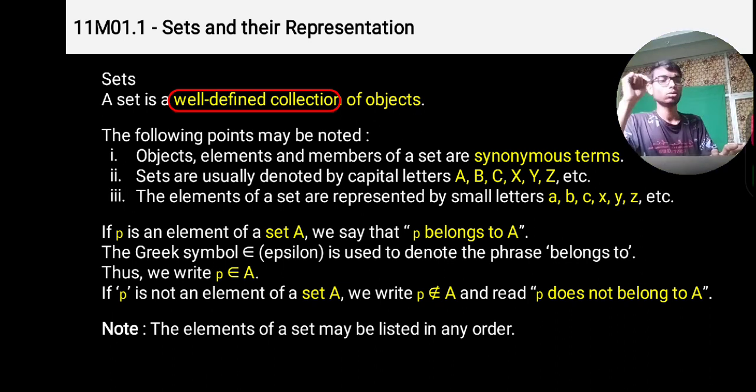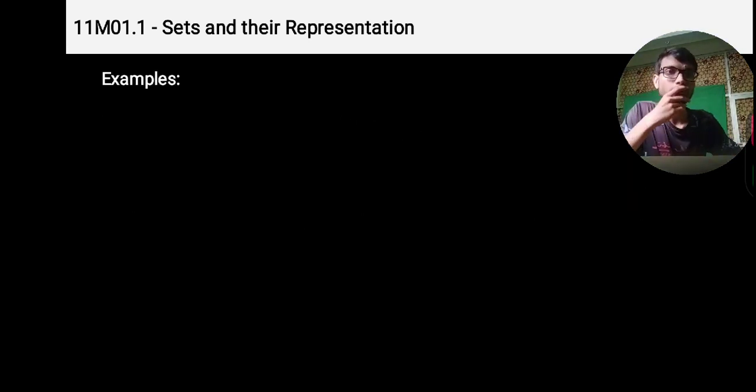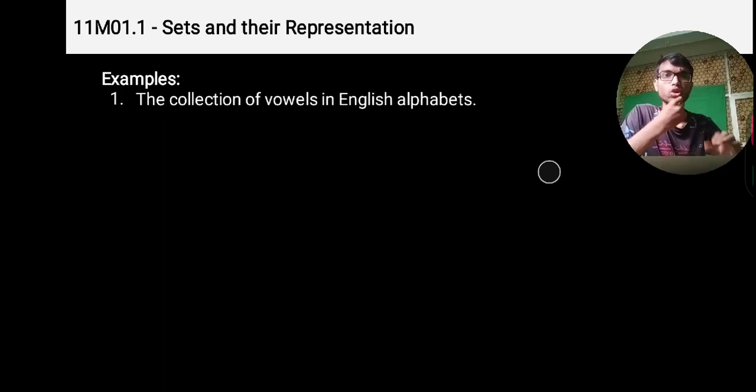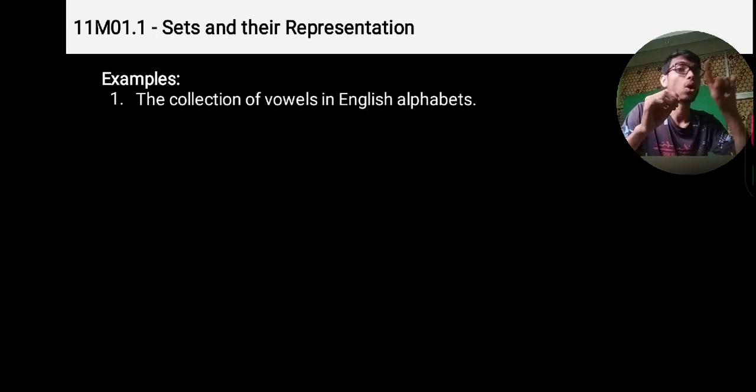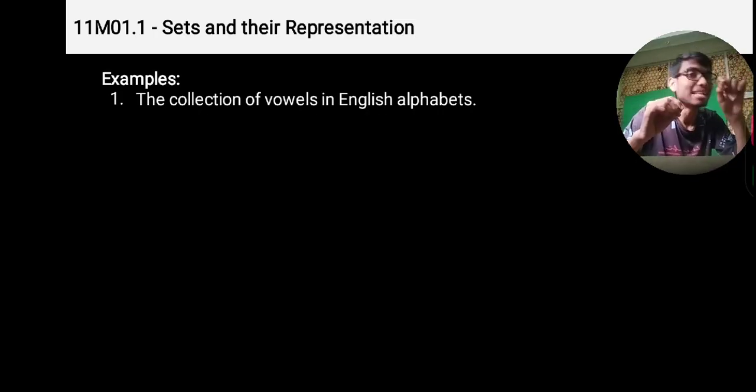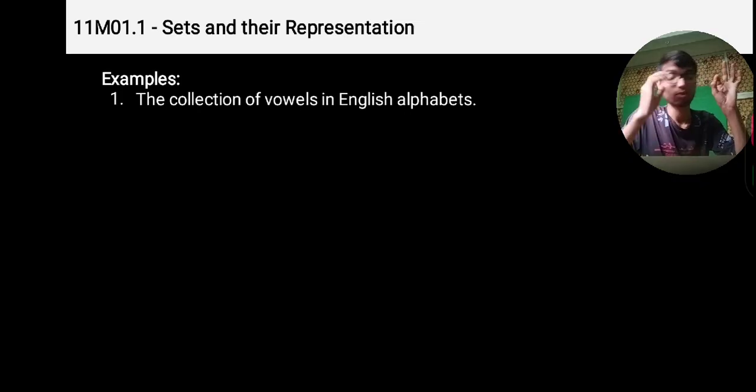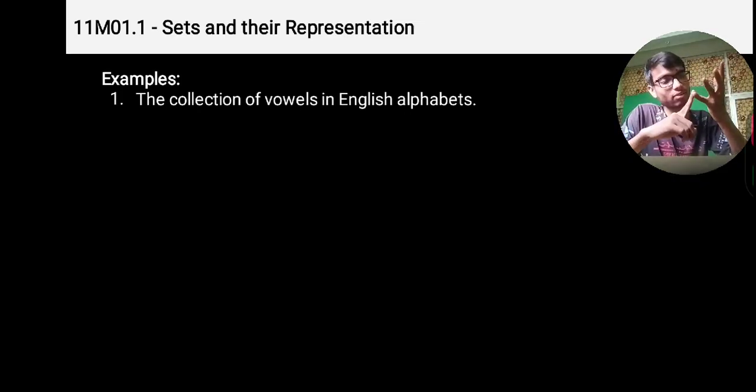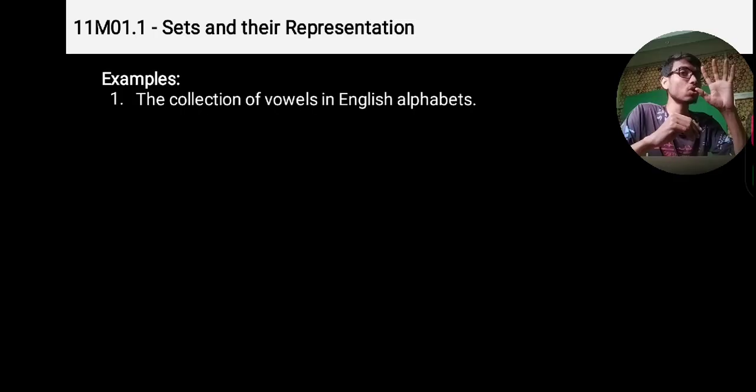Now we are moving to the next slide. In this example we are taking the collection of vowels in the English alphabet. In the English alphabet we have five vowels: A, E, I, O, U. This collection of five vowels is a collection of vowels.